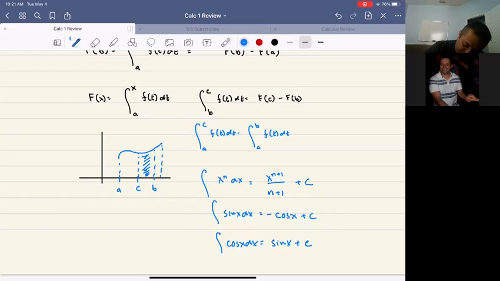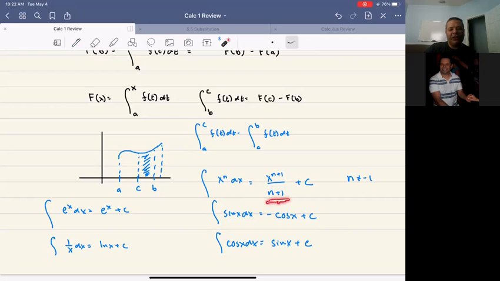Let me write a couple more here. Antiderivative of e to the x is e to the x plus c. Antiderivative of 1 over x is natural log of x plus c. So for this one here, I should have said n is not equal to negative 1. You would run into that problem, right? If n equaled negative 1, you'd have a division by 0 problem here. So we'd run into that.